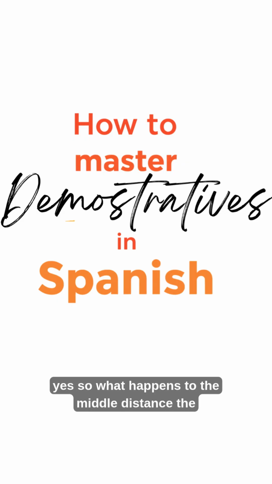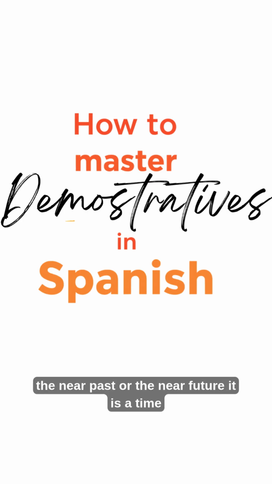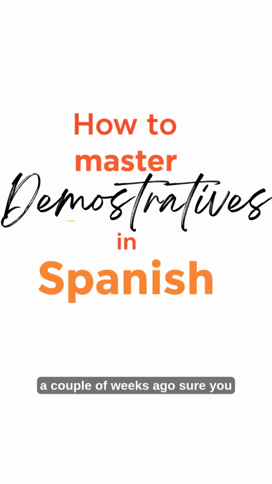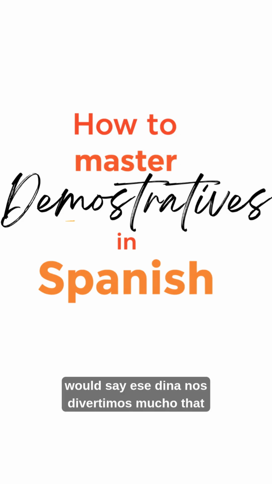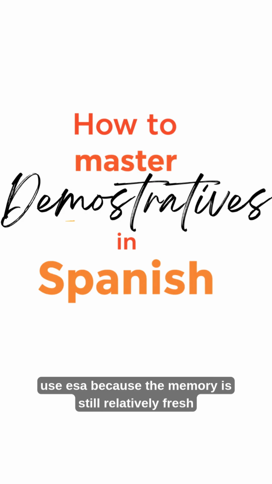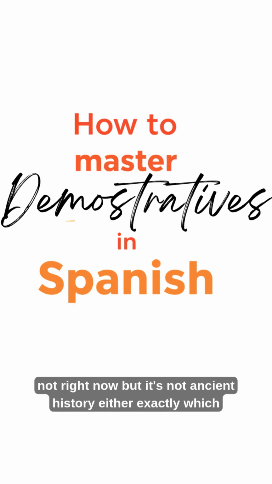Yes. So what happens to the middle distance, the there zone near the listener, the ese and esa? That becomes the near past or the near future. Okay. It is a time that is close enough to clearly see, but you aren't currently holding it. So let's say you are reminiscing about a party you went to like a couple of weeks ago. Sure. You would say, ese día nos divertimos mucho. That day, we had a lot of fun. You use ese because the memory is still relatively fresh. It's still hanging around in the medium distance of your mind. It's not right now, but it's not ancient history either.